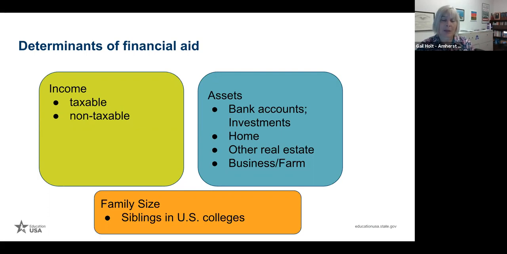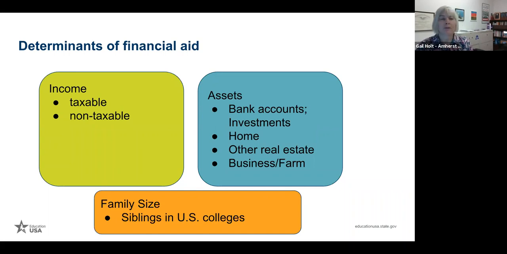Also, assets are going to be considered. That includes savings accounts. It can include a home if you own a home, or if you own other real estate, or if there's a business or a farm. But anything that is going to add to a family's financial health, so that institutions can decide how exactly to allocate out their resources. When multiple siblings are enrolled in US colleges, then institutions are usually factoring that in as well.